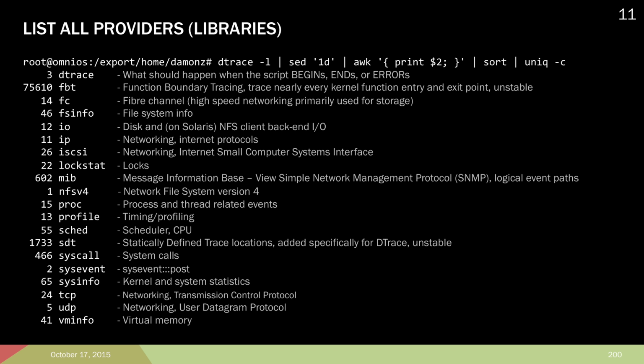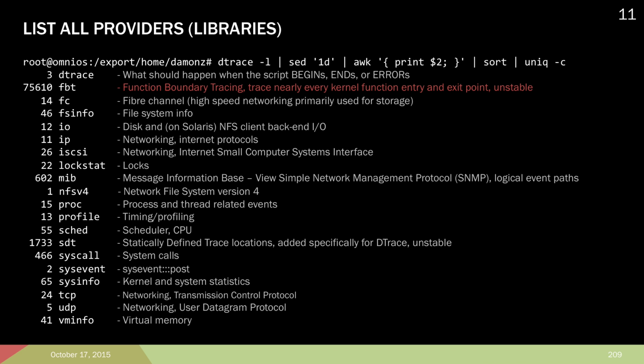Here we see probe counts by provider. We pipe dtrace -l to sed, remove the header line, and only print out the second column, sort the output, and tell uniq to give us counts, which gives us this output. We see most probes are in the fbt provider. Most providers map to hardware, and it's more or less obvious what they're for. Let's look at some less obvious providers.